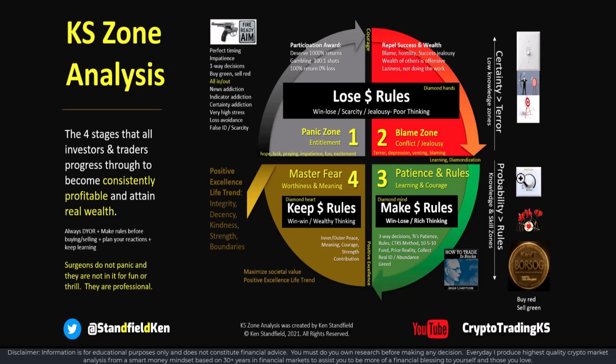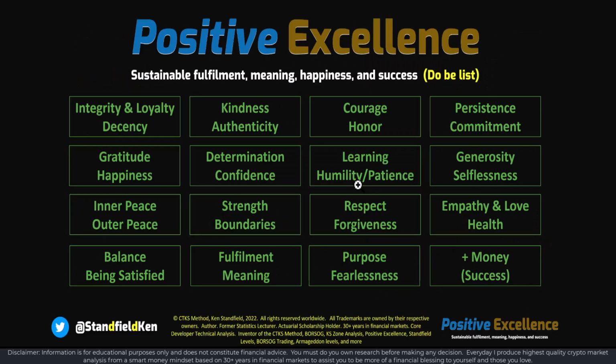Therefore, Zones 1 and Zones 2 are the lose money rule zones, where scarcity is dominating a person's thought process. Zone 3 is where learning commences. Zone 4 is the bridge into positive excellence. Positive excellence makes you incredibly strong. And it also unlocks happiness and meaning within life.